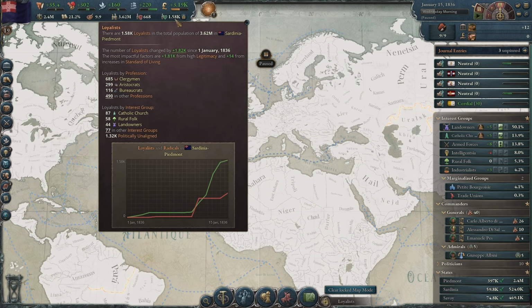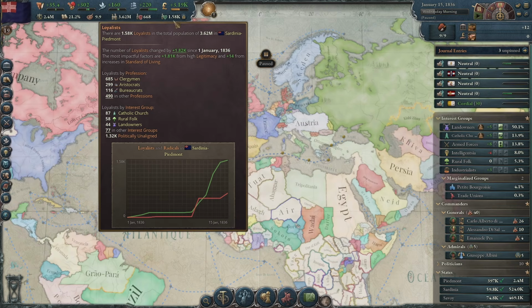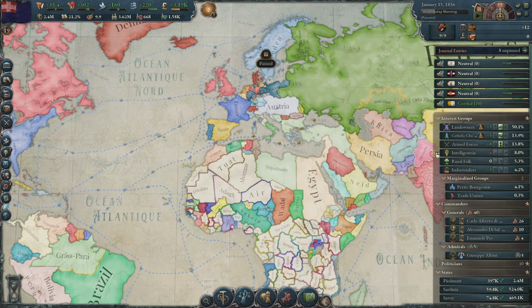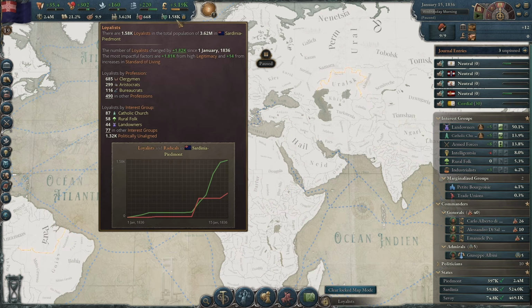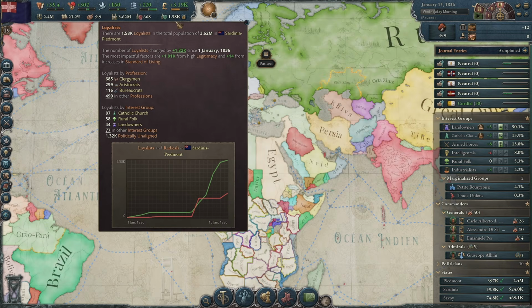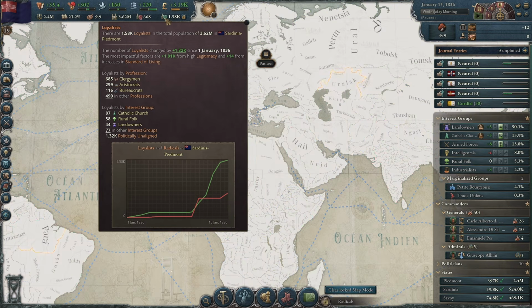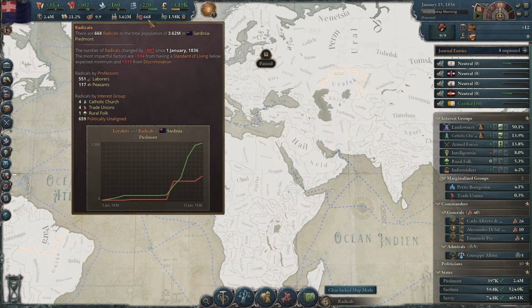So just be aware that loyalists can actually be a bad thing if you just end up with a bunch of moderates and interest groups where you need specific ideologies. Then loyalists are a problem. In the mid to late game, they're less of a problem because they do scale pretty well. But in the beginning of the game, don't think of this as good, this is bad. It's really more the other way around.